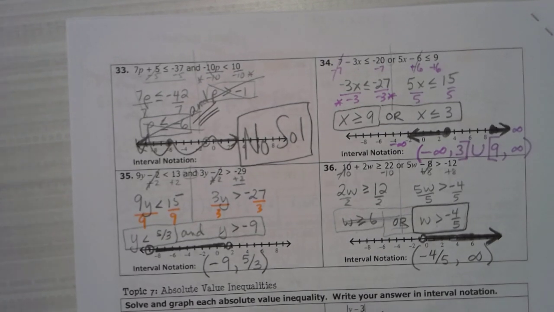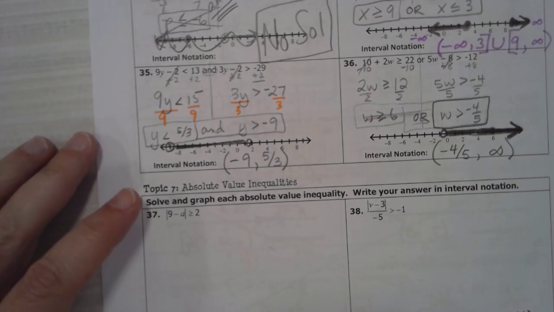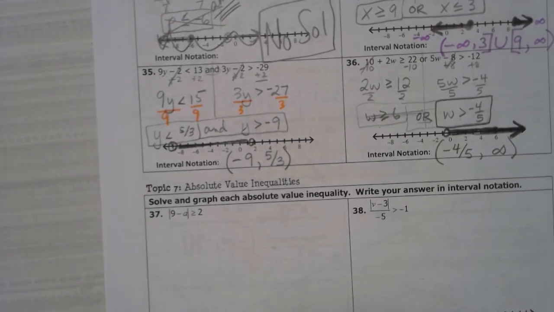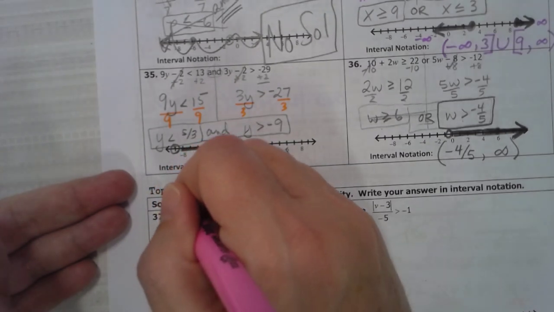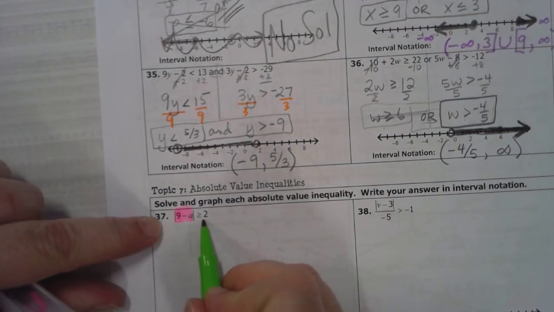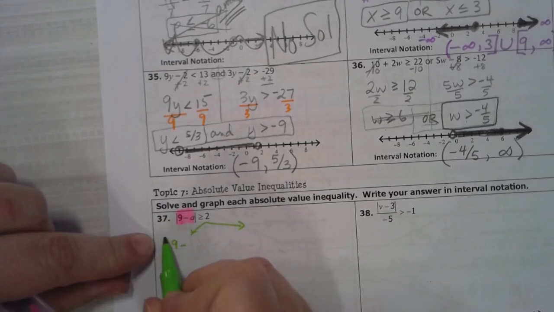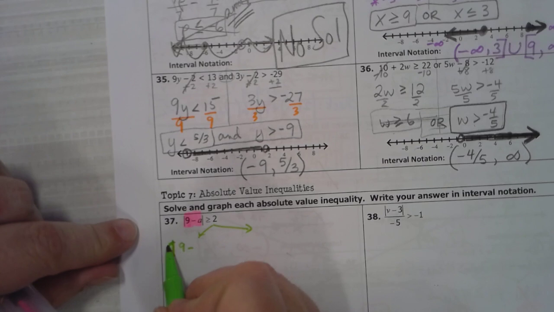All right, last bit, absolute value with inequalities. Remember, we got to get the absolute value by itself. And then if we divide by a negative, we're switching our sign. Okay, so this one's already by itself. So we're going to split this into our two equations without the absolute value.